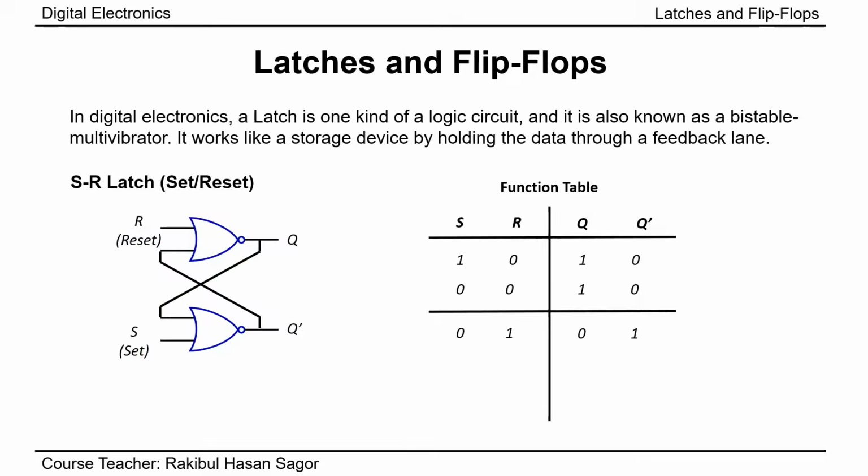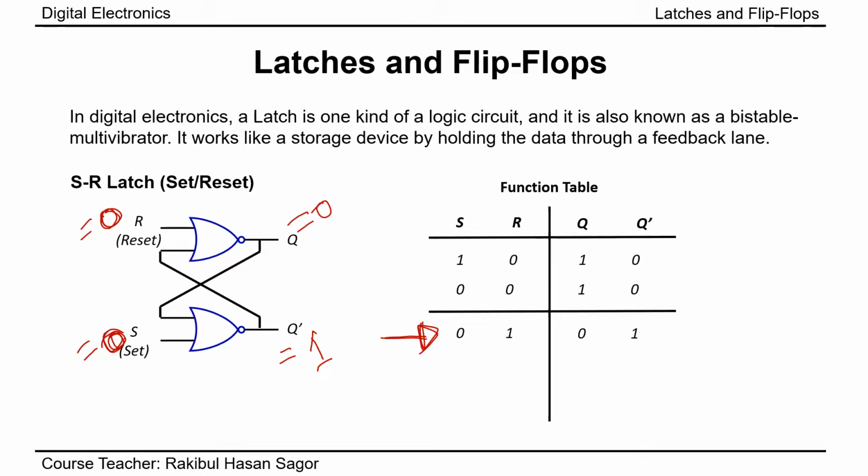Next, considering this state as my present state, that means the value of q is equal to 0 and the value of q prime is equal to 1. Again, I'm going to give s equal to 0, r equal to 0. That means I'm changing the input values, s equal to 0, r equal to 0. Let's see what happens. For s equal to 0 and r equal to 0, one of the inputs of the NOR gate is 0. Unless I know the other input of the NOR gate, we cannot predict the output.